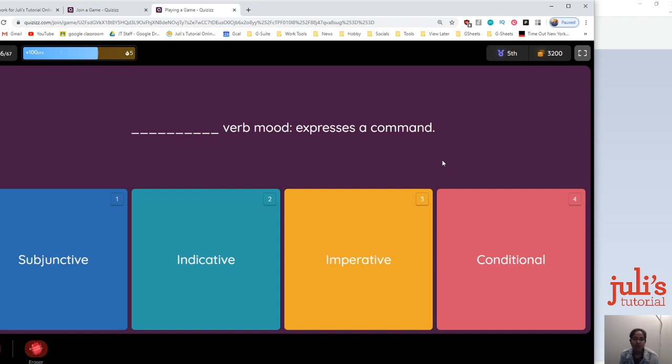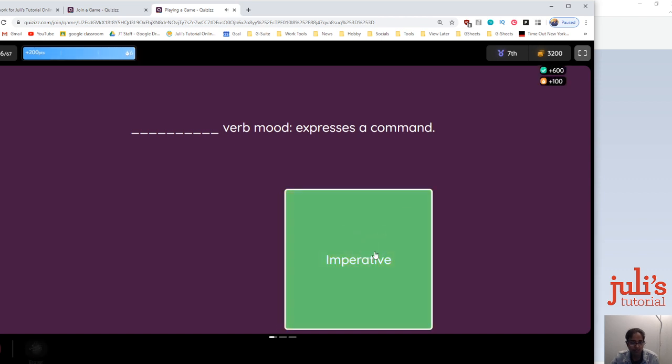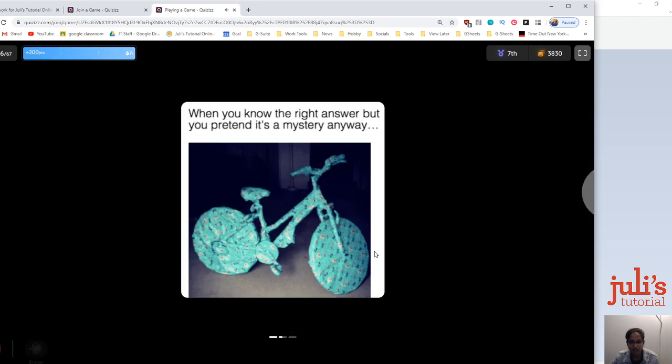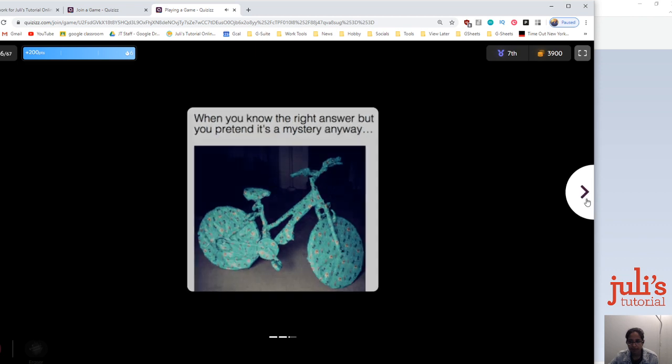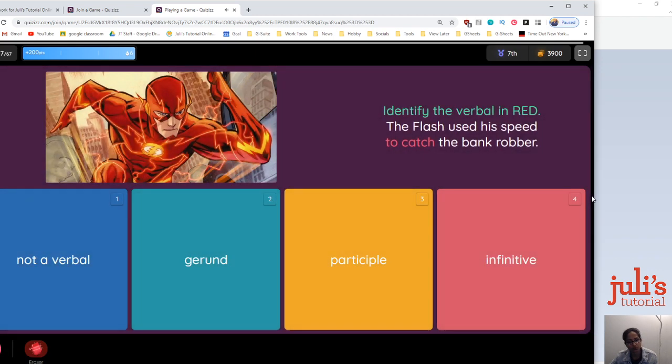So I want to get through the verb moods because there are several. We have imperative, indicative, subjunctive, and conditional. And I want to go through all of them step by step. I'm going to do that tomorrow, but today I'll just give you the answer for this one. So the verb mood that expresses a command is imperative. Okay. Tomorrow we're going to go through all of them, but let's do this one real quick because this is something we learned yesterday.